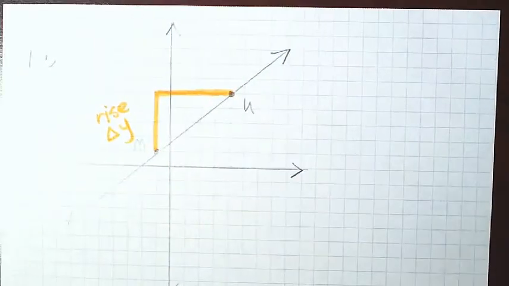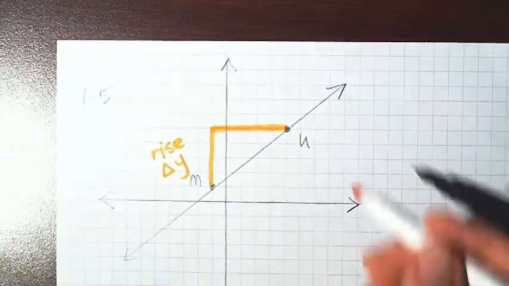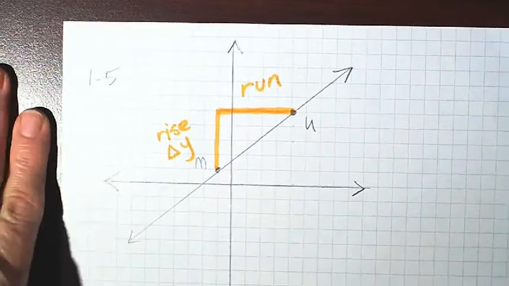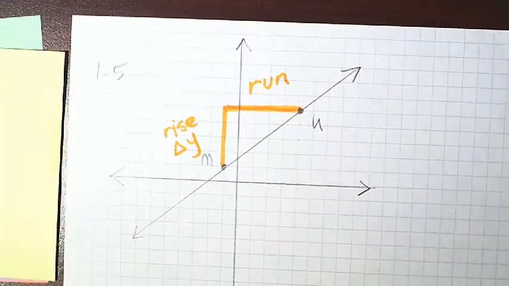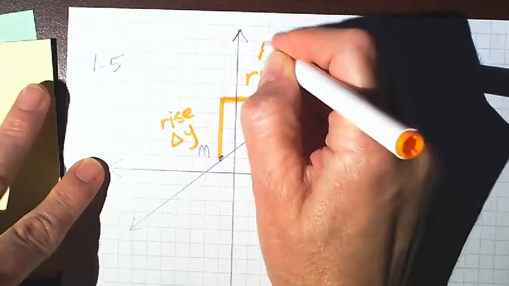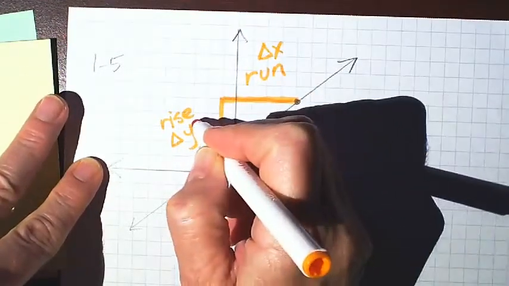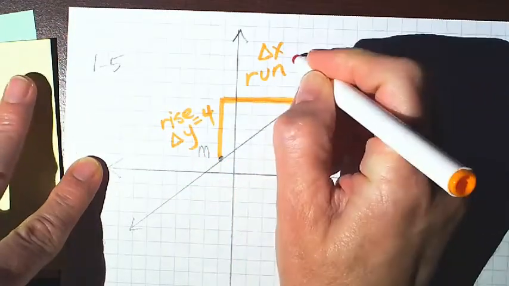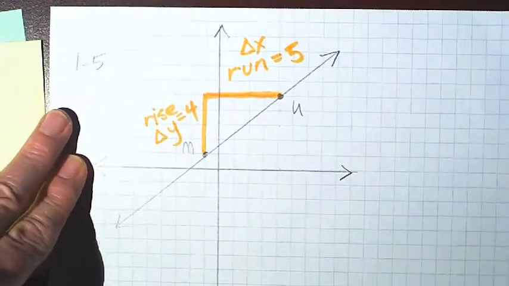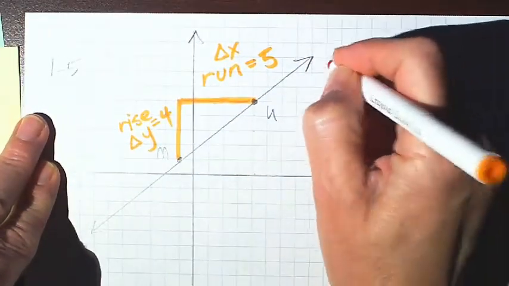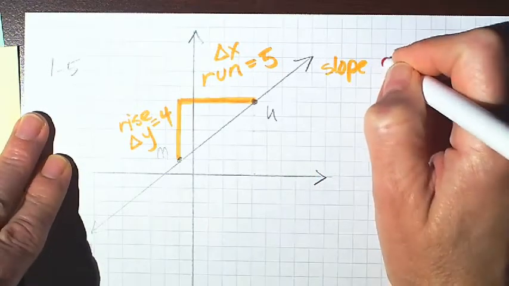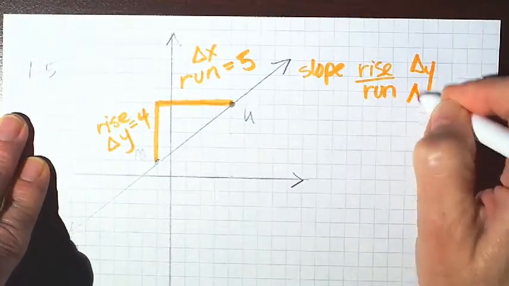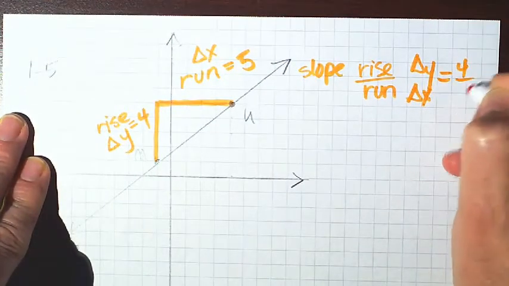You might have said change in Y last year for the rise. Okay, and my run is, usually I don't have to deal with this glare because I usually don't wait this late to make a video. My run is my change in X. Okay, so what did we say? This is 4. And my run is 1, 2, 3, 4, 5. Could you have used the formula? Absolutely. So my slope is my rise, my change in Y over my change in X. So that's going to be positive 4 over 5.